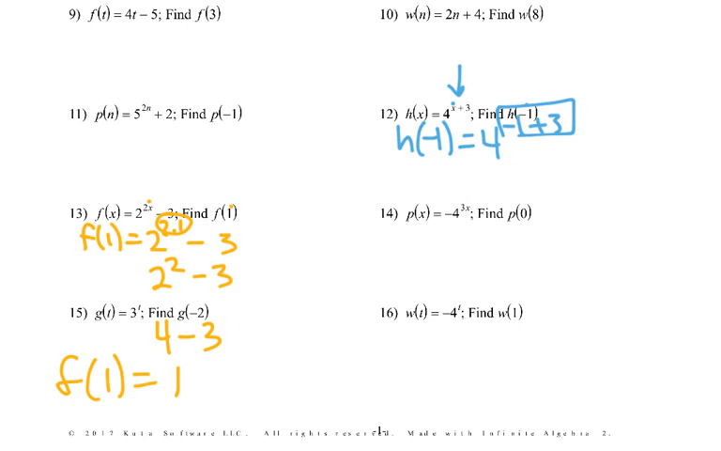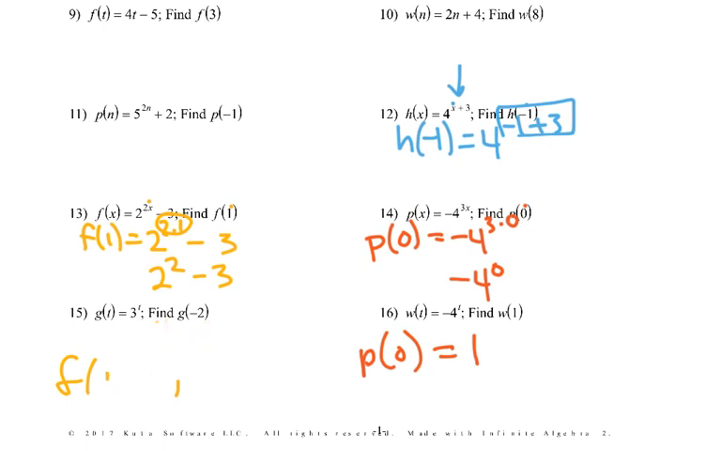Number 14, P of 0. So P of 0 equals negative 4 to the 3 times 0. 3 times 0 is 0. Now, you may think the answer to this is 0, but actually there's a rule with exponents that anything to the 0 power is 1. So P of 0 would equal 1. All right, number 15.